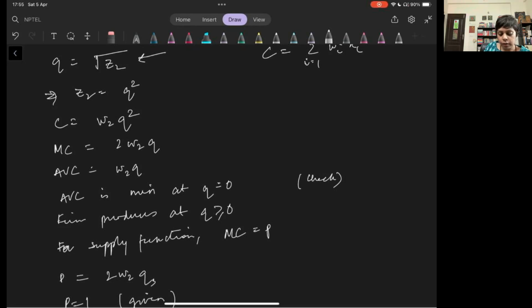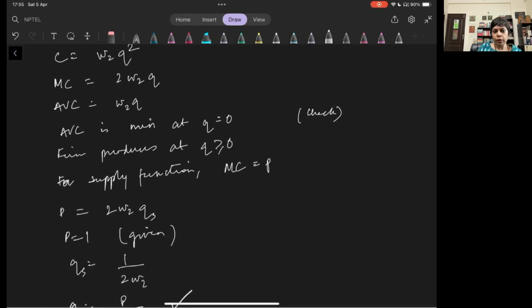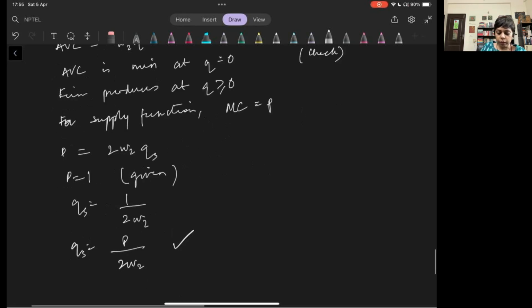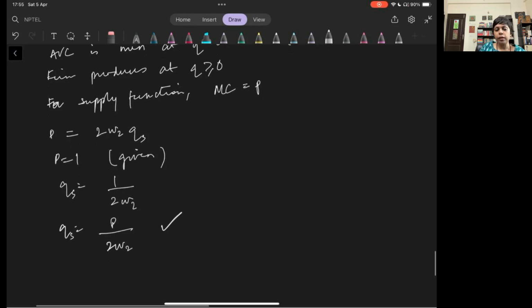Then we derived the marginal cost and average variable cost functions, and we checked the condition for the firm to operate. It will operate at all values of Q greater than 0 or equal to 0 also. And we basically just write marginal cost as equal to price to derive the supply curve, and we get this expression. Now in this, because we are given that price is 1, if you are not given, you will just write it as P upon 2W2, but because you are given, we write it as 1 upon 2W2 as a supply.